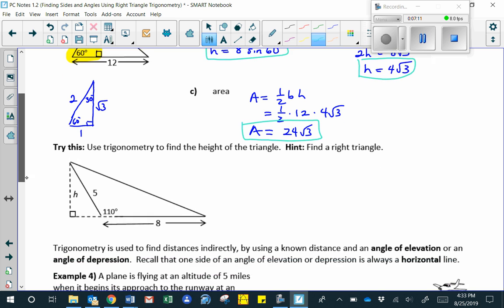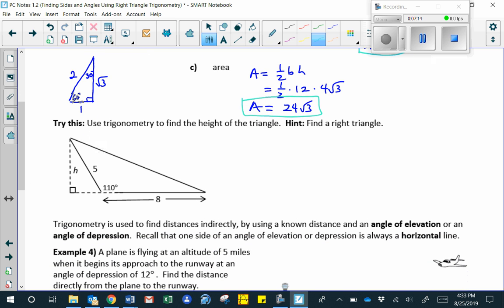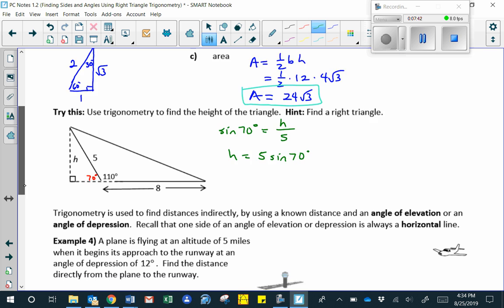Try the example below and just find the height of this triangle. And the hint is find a right triangle that will help you find h, and then use SOHCAHTOA. The answer is, as you can see, our answer depends upon finding that supplementary angle to the 110 degrees. That gives us the 70 degrees inside of the right triangle.